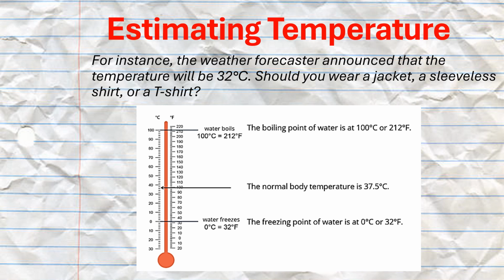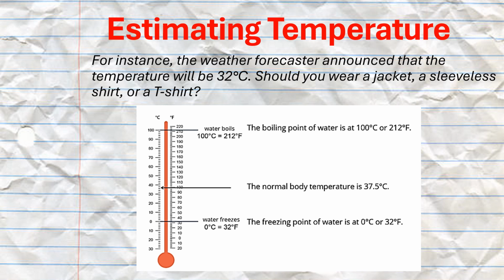There are times when we get no access to a thermometer to determine the exact temperature of a certain object or place. Estimating temperature would help us make correct decisions, especially in important situations or occasions. To help you make correct decisions, you may use the following as a basis in estimating temperatures.